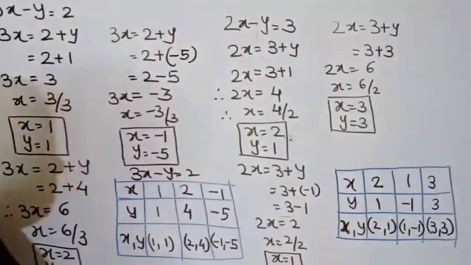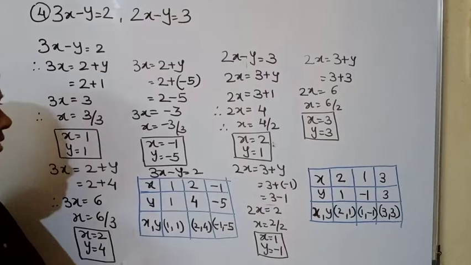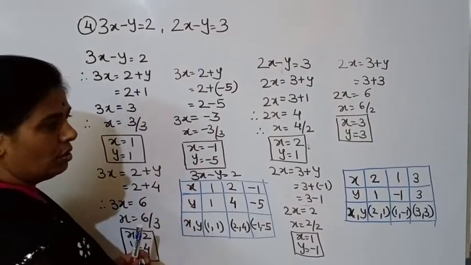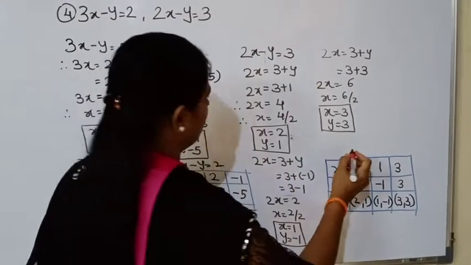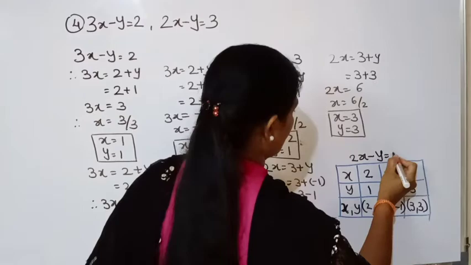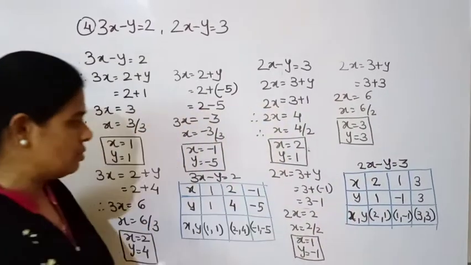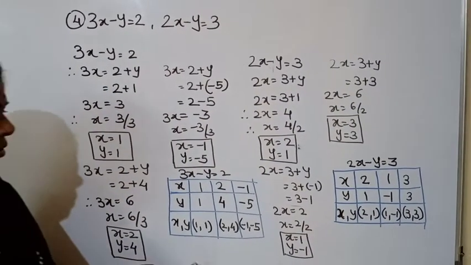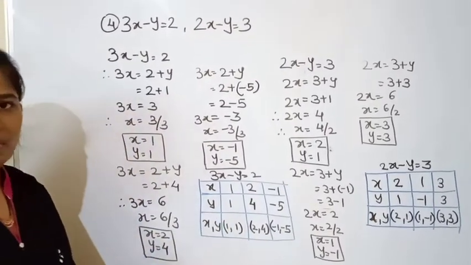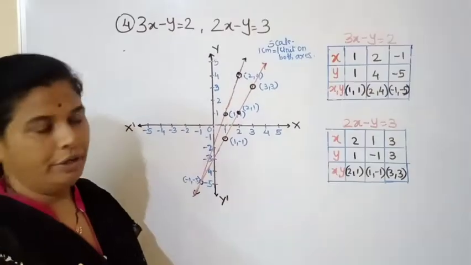Okay students, as you can see, we have calculated the points x and y. Now we will draw the graph. We will write the equation here. This table is of equation 2x minus y equal to 3. As you can see, we have calculated the 3 points of each equation. Now we are ready to draw the graph.